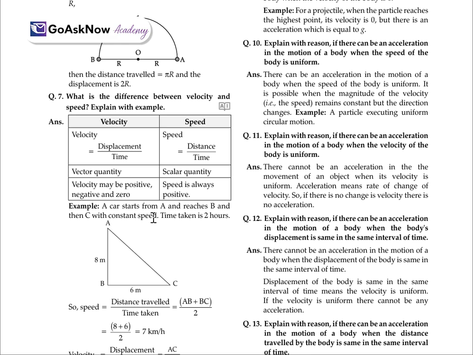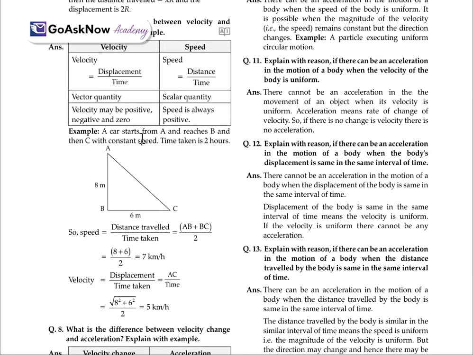A car, we will explain with an example. A car starts from A, reaches B and then C with constant speed. Time taken is 2 hours. We know that speed is equal to distance traveled upon time. So we'll write AB plus BC upon 2. It means 8 plus 6 upon 2, so we'll get 7. Like this, velocity is equal to displacement upon time taken. It means AC. As we don't have AC, we'll use the Pythagoras theorem: 8 square plus 6 square, square root, upon 2, you'll get 5 km per hour.